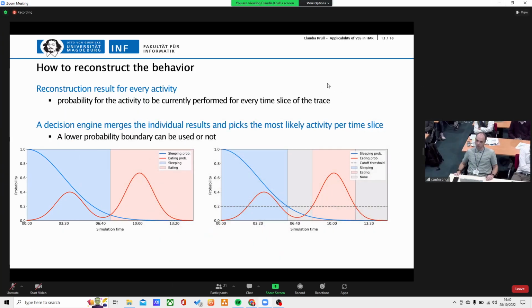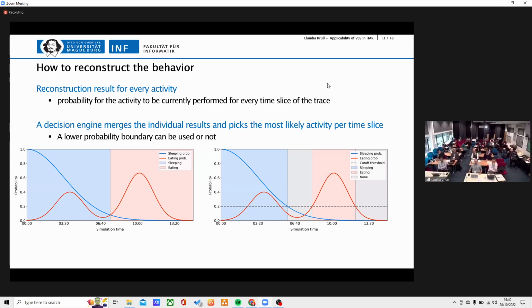But we evaluated the models independently. So we took the eating model and the sensor readings, and the eating model returned this curve, and we took the sleeping model and the sensor readings, and that's what the sleeping model returned. That's why we then had to use that decision engine.